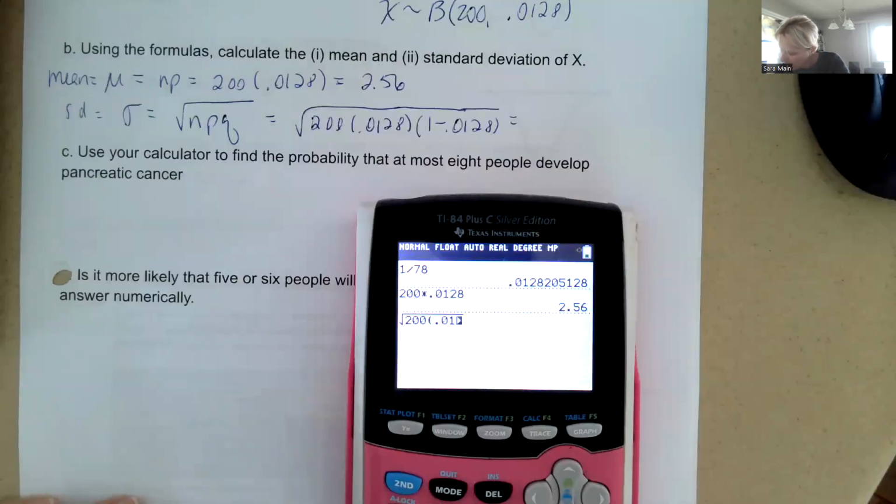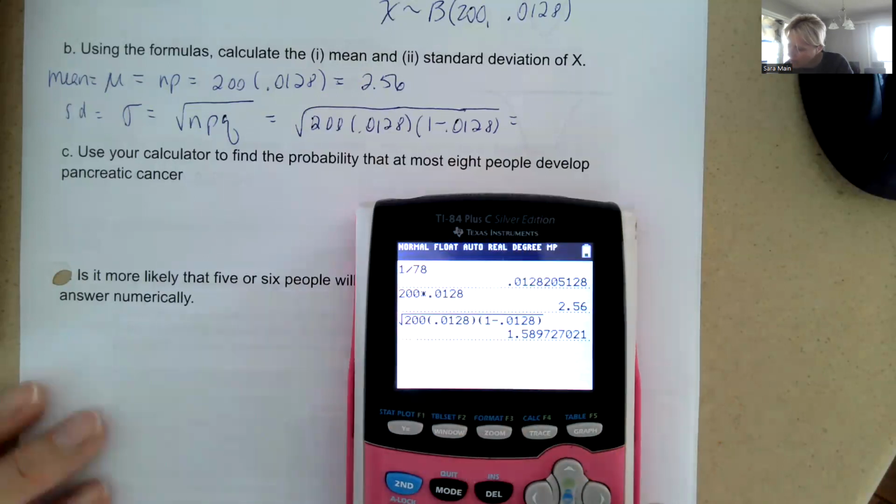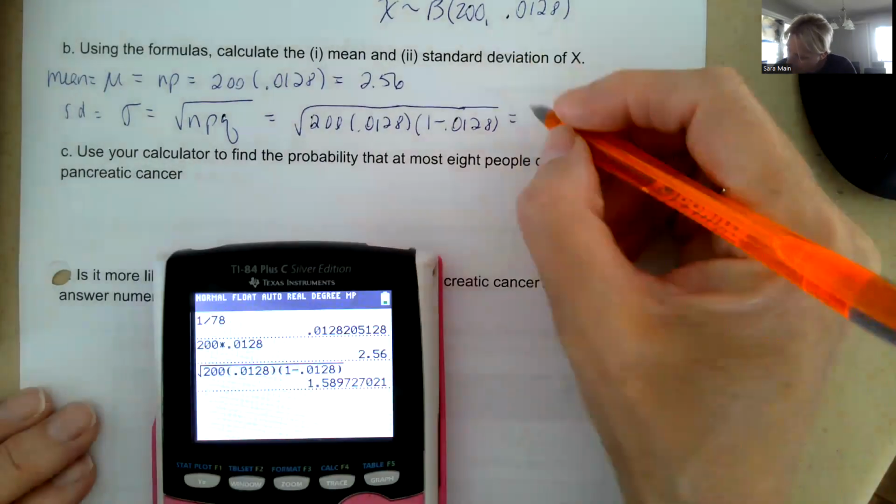Times (1 minus 0.0128). And we get 1.589, so I'm going to round that to 1.59.